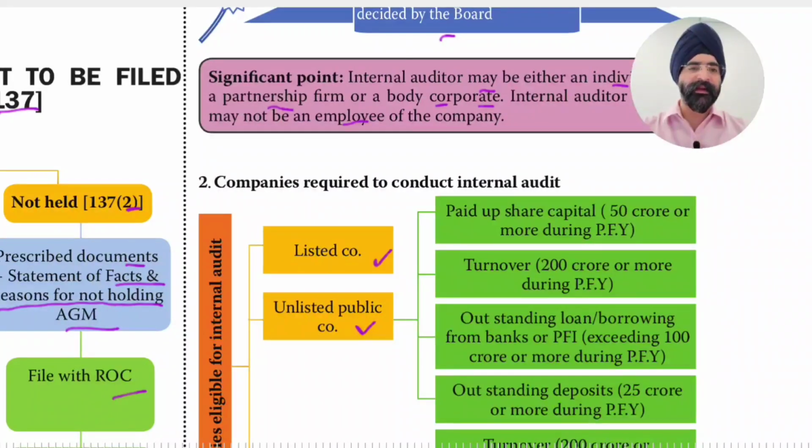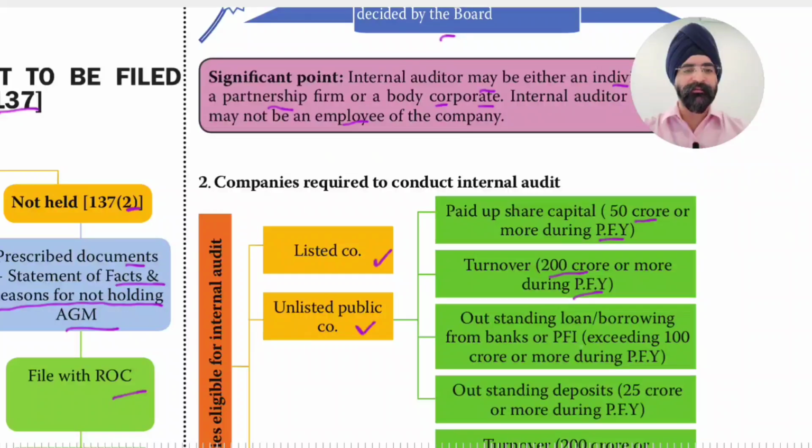Unlisted public company where paid up capital is 50 crores or more during the previous financial year, whether audited or unaudited. Paid up means actual money received from shareholders. If it touches 50 crores or is more, then internal audit is mandatory. Number two, turnover is 200 crores or more during the previous financial year, whether audited or unaudited. Then internal audit becomes mandatory for an unlisted public company.